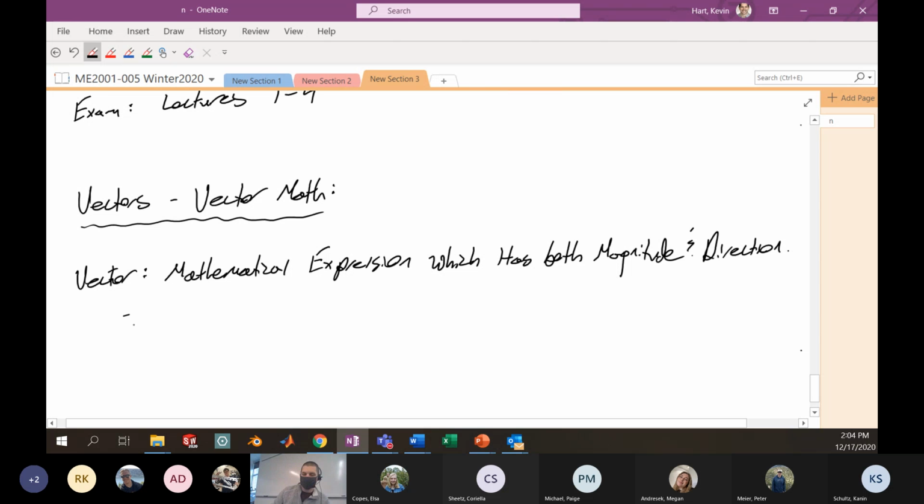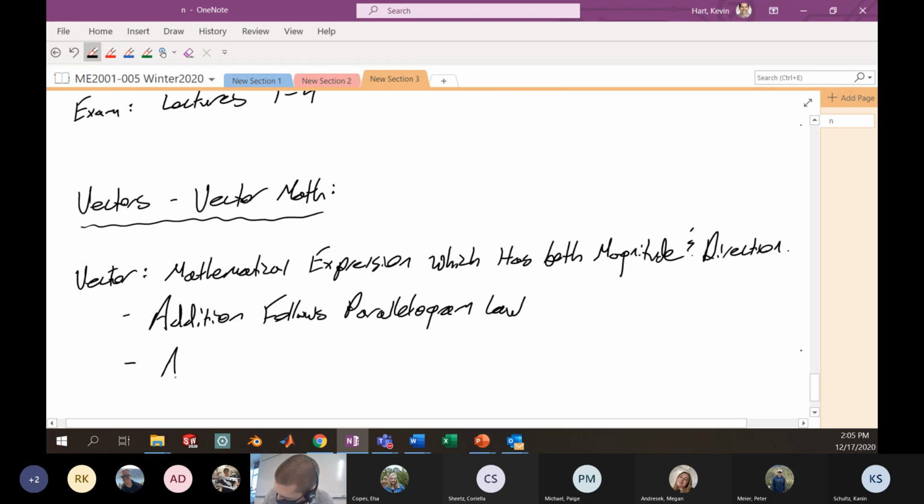For addition, we follow the parallelogram law for vector addition, which basically means that we can take these vectors, and if we want to add them together, you put them tip to tail, and that can give you some sort of addition. So addition follows the parallelogram law. Addition is commutative and associative.